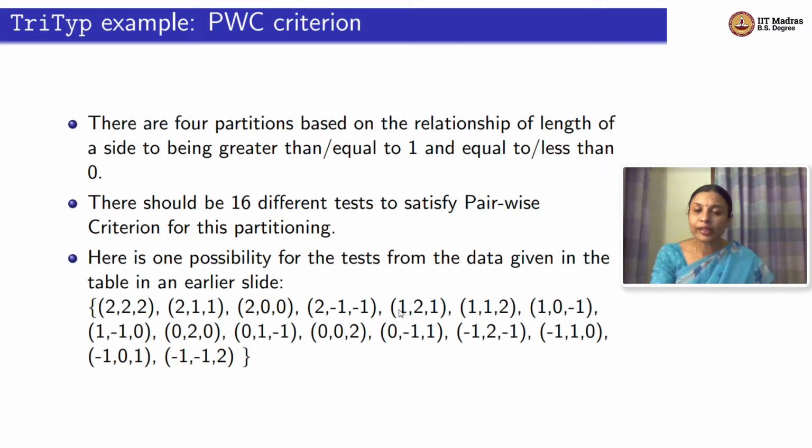Similarly, the next one fixes 1 for side 1 and varies the other 2 sides: 1, 2, 1, 1, 2, 2, 1, 0, minus 1, and 1, minus 1, 0. The remaining 4 fixes 0, which is from the next partition for side 1 and varies the other sides. The last 4 fixes minus 1, which is the fourth partition for side 1 and varies the other sides. So this follows pairwise coverage criteria and results in a useful, lesser number of test cases.